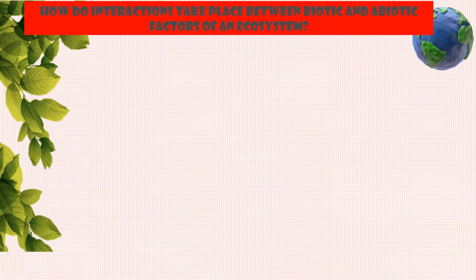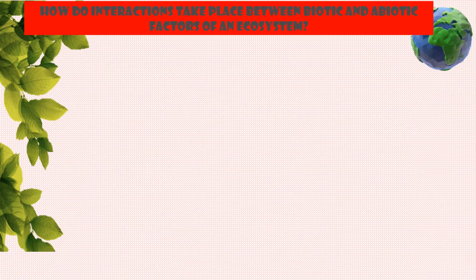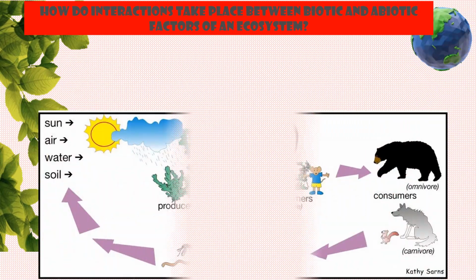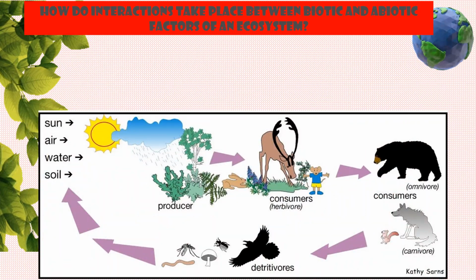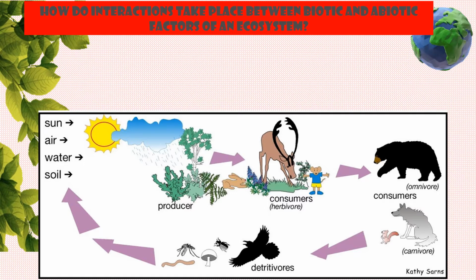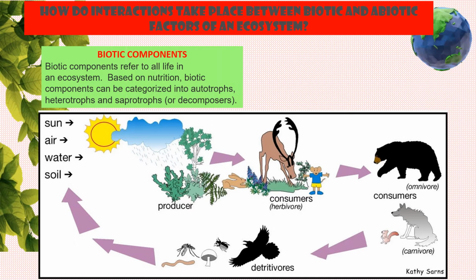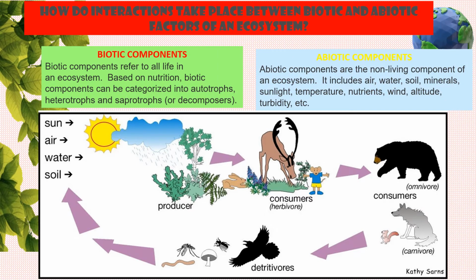How does interaction take place between biotic and abiotic factors of an ecosystem? As I told you in the very beginning, when we were learning about what is an ecosystem, I mentioned that there are two components, that is biotic and abiotic factors. As you see here, first there is the sun, rain, and soil. These are all non-living components, right? These non-living components are called abiotic components.